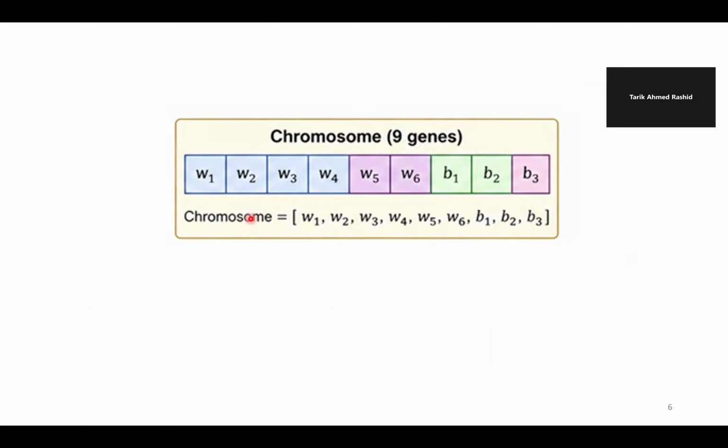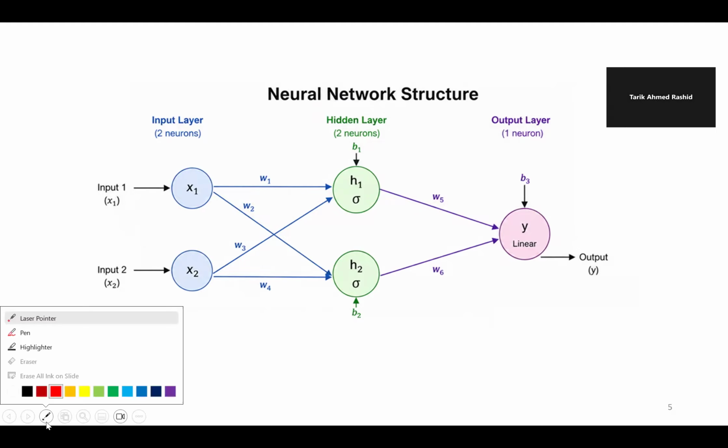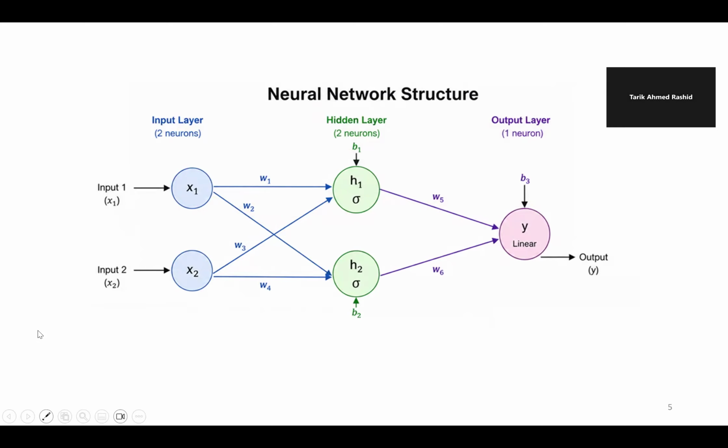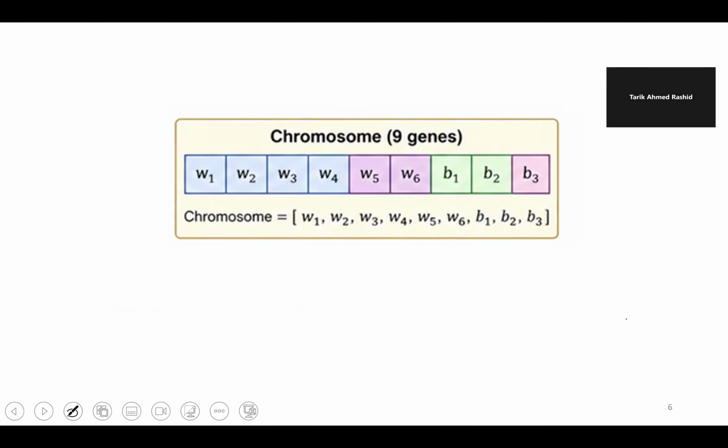So here is the chromosome of the network that we have. The chromosome means the weight matrix of the network. That's the chromosome, the weight matrix of the network.